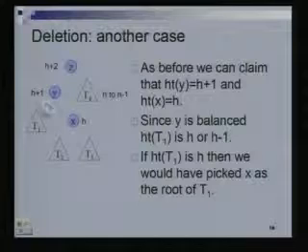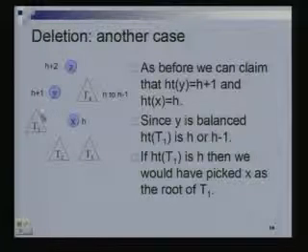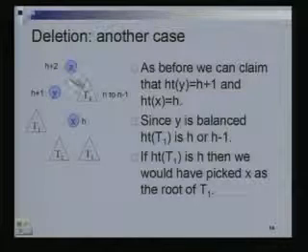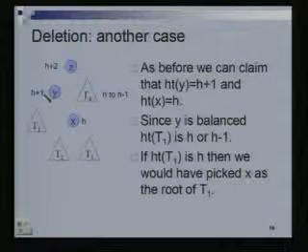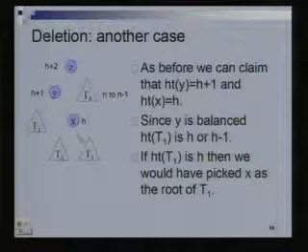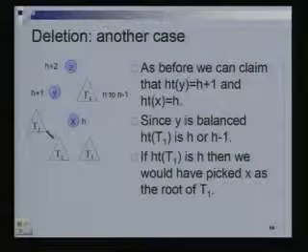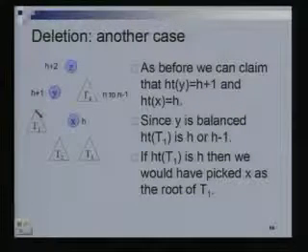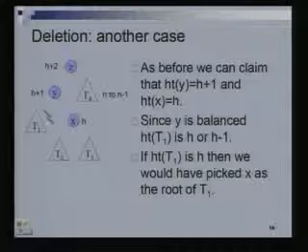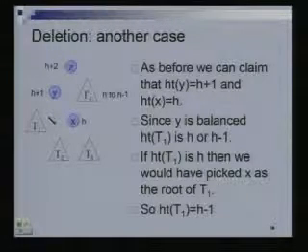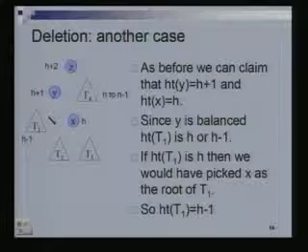I can't say I'll pick the left child or the right child. I'll pick the left child if Y is a left child of Z. If Y were a right child of Z, then I'll pick the right child. Therefore, since such was not the case, if the height of T1 were h, then I would have picked x as the root of T1. So the height of T1 is h minus 1. Height of T1 is h minus 1.